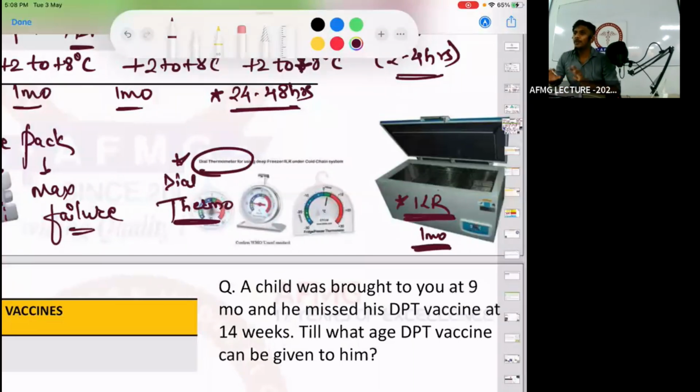So it is easy because usually it is not the doctor who measures the temperature. It is the healthcare worker at PSC who measures the temperature. With the help of dial thermometer, what is the frequency of temperature measurement? How many times a day? So it would be twice a day. By whom? Healthcare worker at PSC.